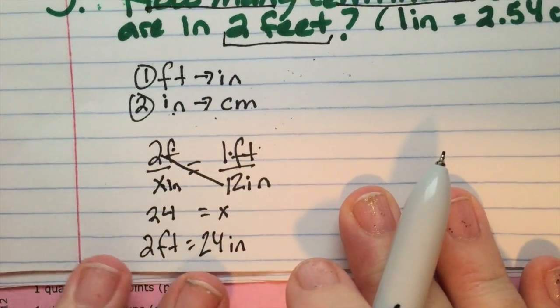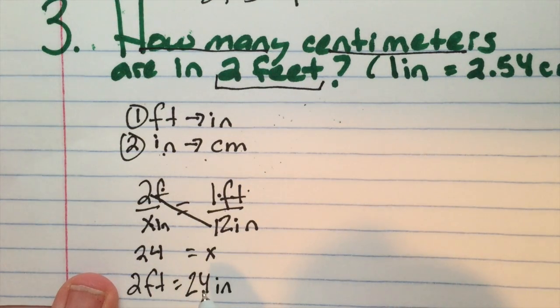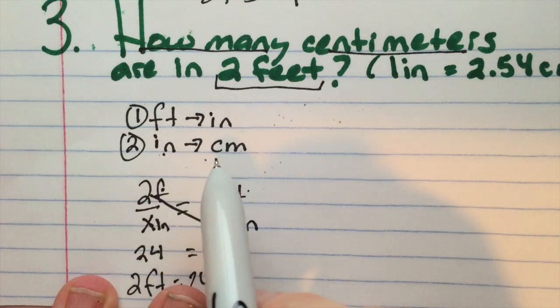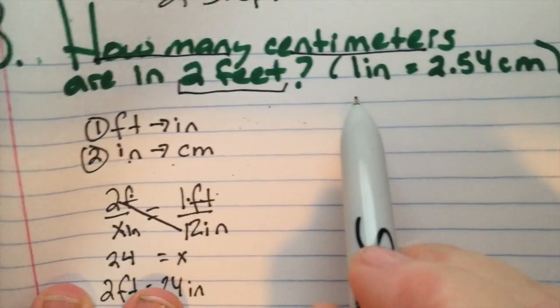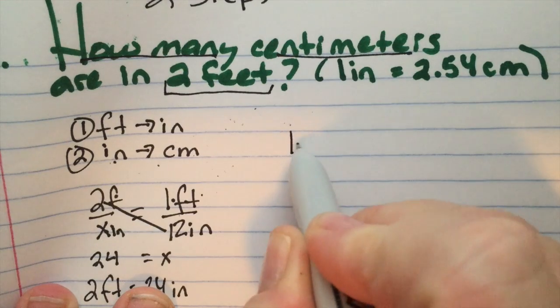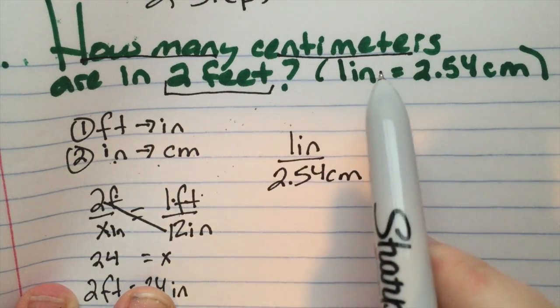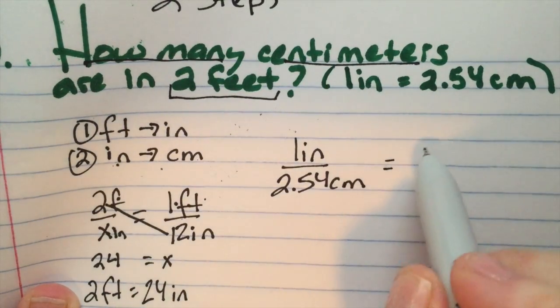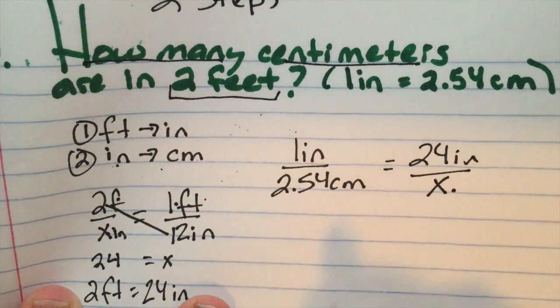We're not finished though, because we still need to find how many centimeters are in 2 feet. But now we know that 2 feet is 24 inches. Now I can use 24 inches to solve this problem. How do I change 24 inches into centimeters? I know that 1 inch is equal to 2.54 centimeters according to the information given here in my problem. If 1 inch equals 2.54 centimeters and I have 24 inches, the question is, how many centimeters is that?